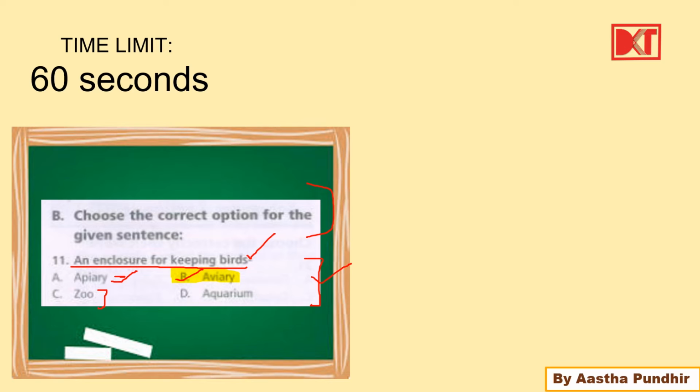Zoo, we know it is a place for various birds and animals. And then aquarium. Aquarium is an enclosure for whom? For fishes. The sea animals which we keep. Free fishes usually. Alright.